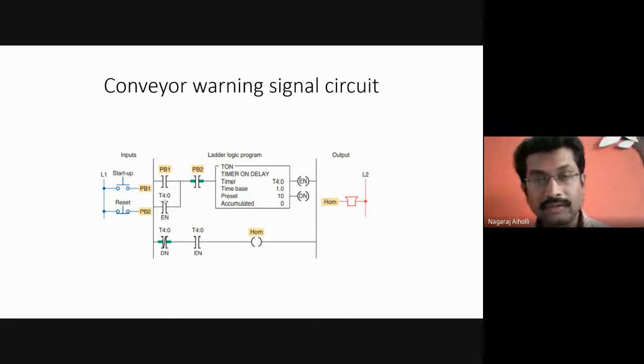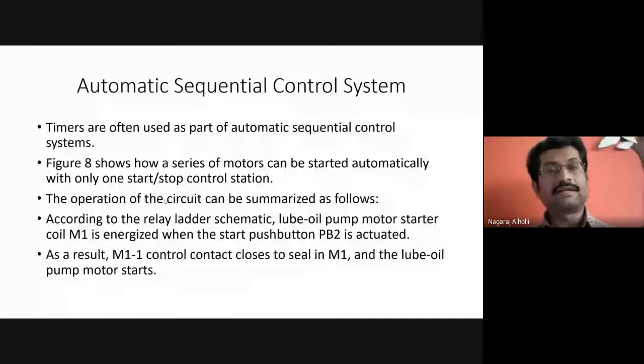Let us move on to the next one. Automatic sequential control system. The name itself indicates it is a sequential control system. What is the meaning of sequential? One after another. An automatic sequential control system is one in which the controlling takes place one after another and it is automatic. Such types of systems are called automatic sequential control systems.